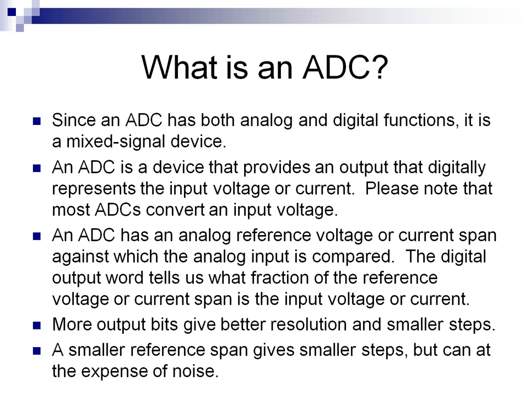An ADC has both analog and digital functions. It is what we call a mixed signal device. It provides an output that digitally represents the input voltage or current. Please note that most ADCs convert voltage. An ADC has an analog reference voltage or current span against which the analog input is compared. The digital output word tells us what fraction of the reference voltage or current span is the input voltage or current. More output bits give better resolution and smaller steps. A smaller reference span gives smaller steps, but can be at the expense of noise.